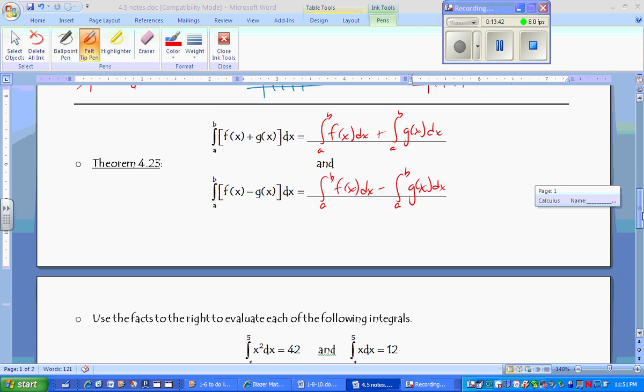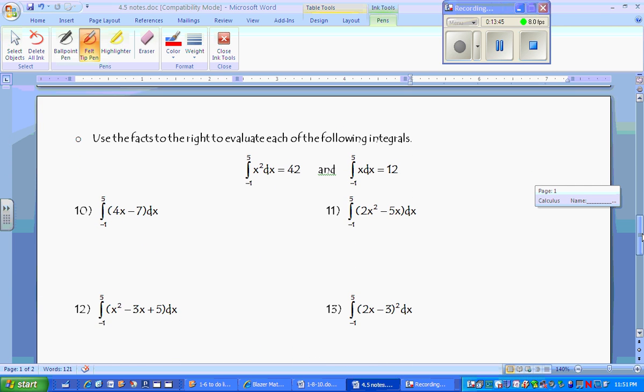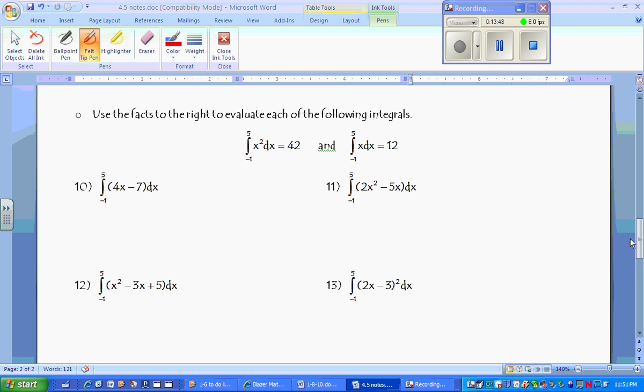Alright, let's take a look at the back. These problems ask us to use the facts below to evaluate each of the following integrals. It tells us that the definite integral from -1 to 5 of x squared dx is 42, and the definite integral from -1 to 5 of x dx is 12. So what we can do here for these 10, 11, 12, and 13 is break these down using those theorems that we've talked about.